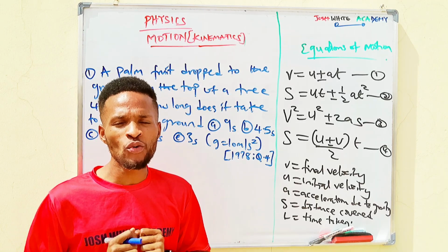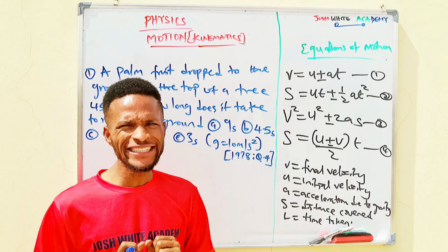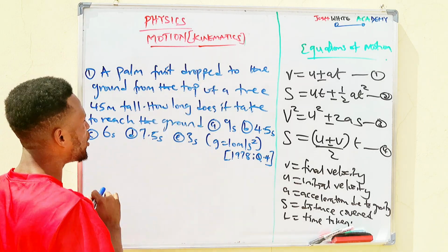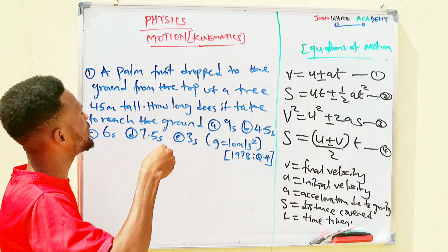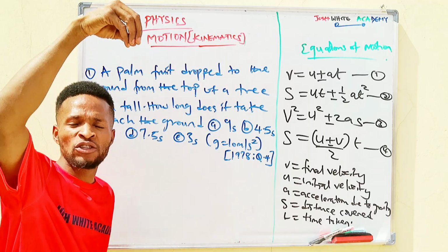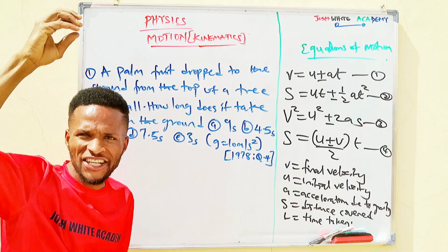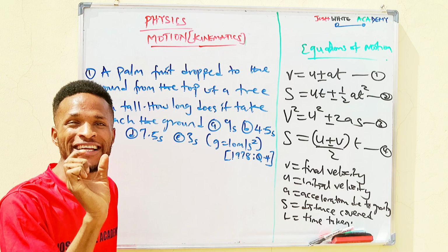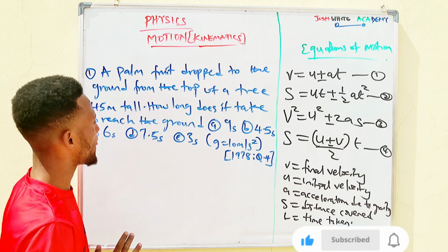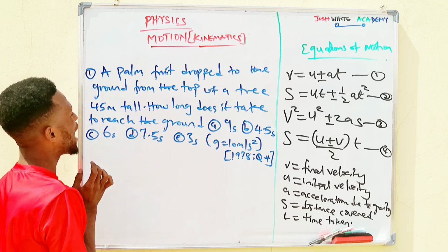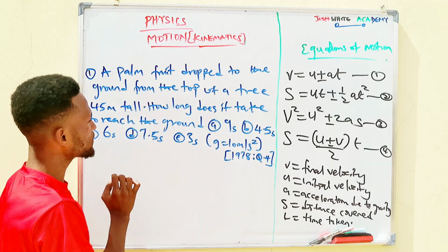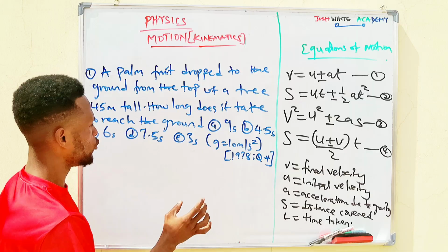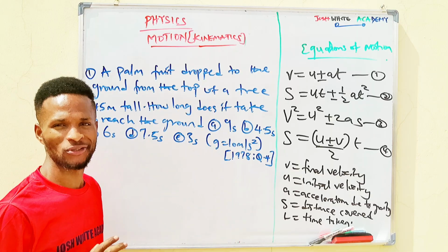The next thing to do is to understand the question. Now, a palm fruit dropped to the ground. If a palm fruit dropped to the ground, that means it was first at a potential level. At that level, it was at rest. That means our initial velocity is what? 0. And from this question, our height is 45 meters. And we are asked how long. How long means we are finding what? Time. We are given g as 10 meters per second squared.